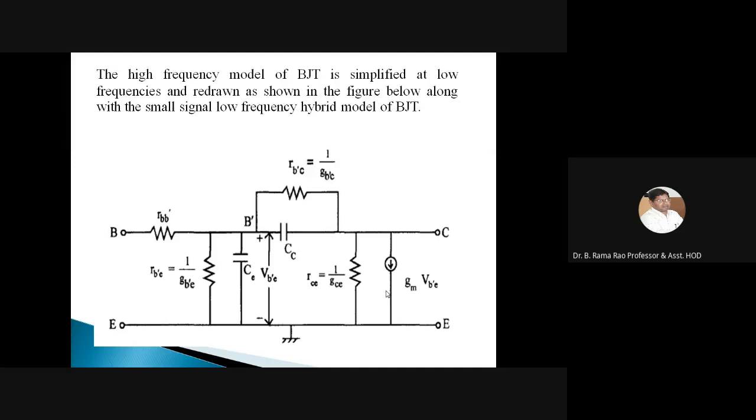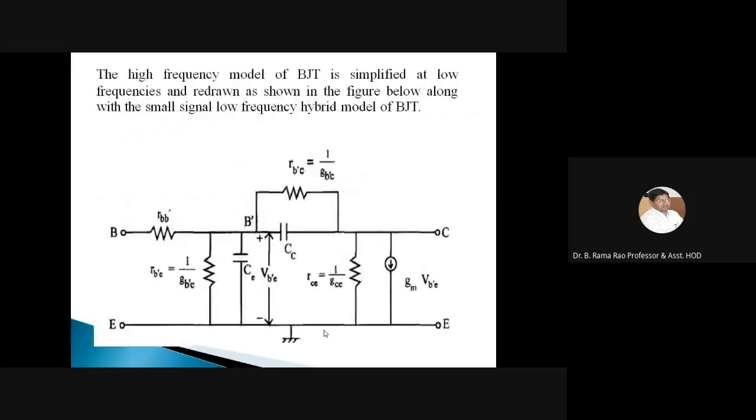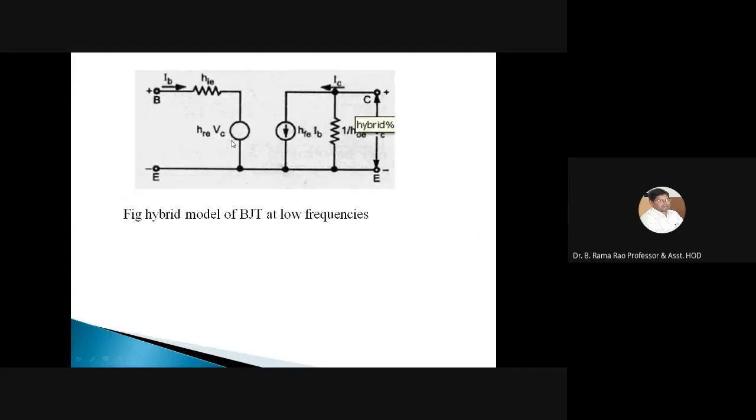So what we have discussed earlier, the low frequency model of the BJT can be obtained from the high frequency model simply by eliminating the capacitance. This is the high frequency model. If we eliminate these capacitances, this one capacitance and this other capacitance, we can redraw the circuit. So this is the hybrid h-parameter model.